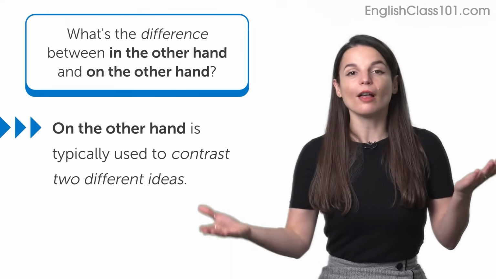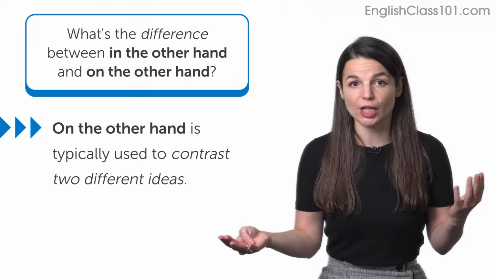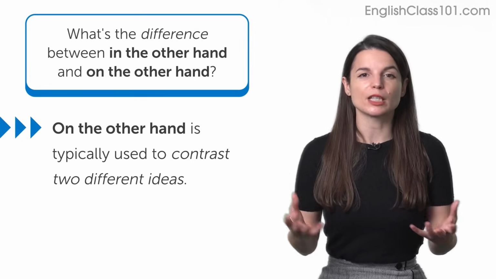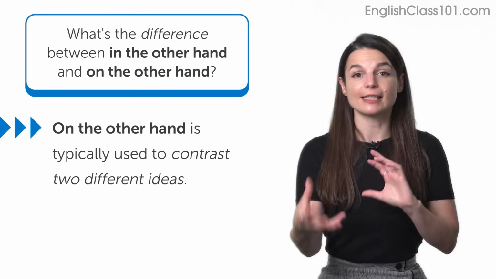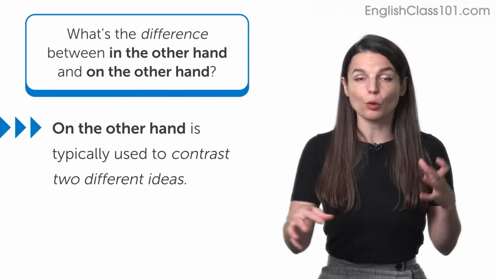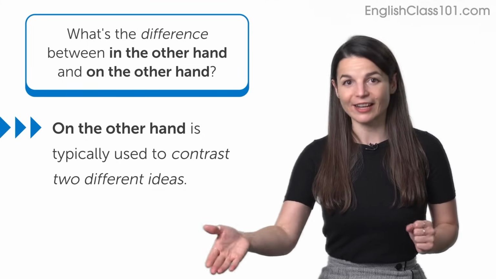So we use "on the other hand" when we want to talk about two sides of a situation, or we want to compare opposites of a situation. We tend to use this when we're contrasting ideas, or we're introducing different sides of the same topic. So when you want to talk about another part or another side of the same topic, you can use "on the other hand" to do that.